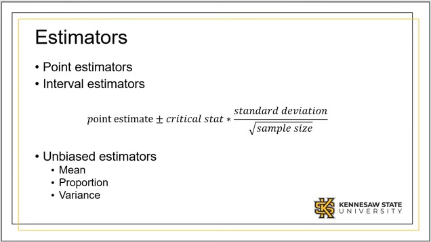Interval estimators take a point estimate and create a plus or minus interval around the point estimate based on a level of confidence, standard deviation, and sample size. Recall that confidence intervals are two-tail scenarios. Also, the central limit theorem will play a role in the final form of the confidence interval, hence the square root of the sample size in the denominator. We have three unbiased estimators that are ideal for describing and predicting the behavior of a population. They are mean, proportion, and variance.